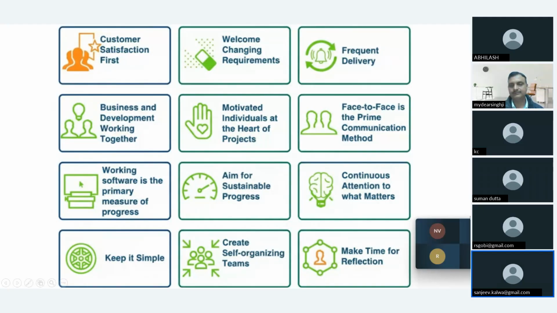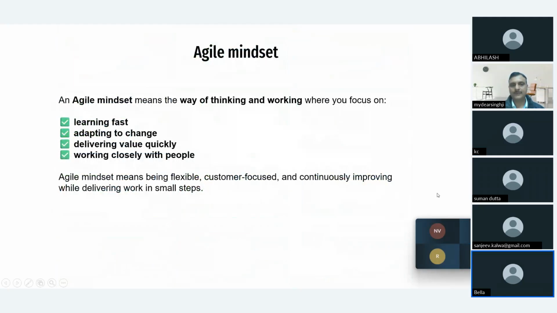Yes, okay. The next is agile mindset. What is agile mindset? Any idea, guys? Anyone?